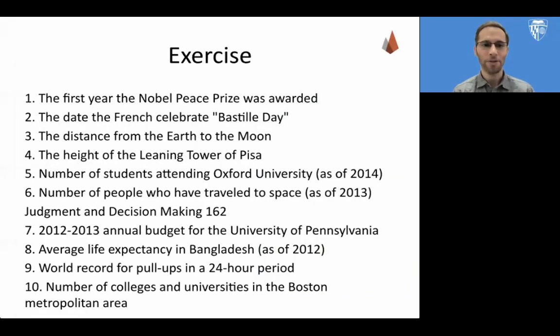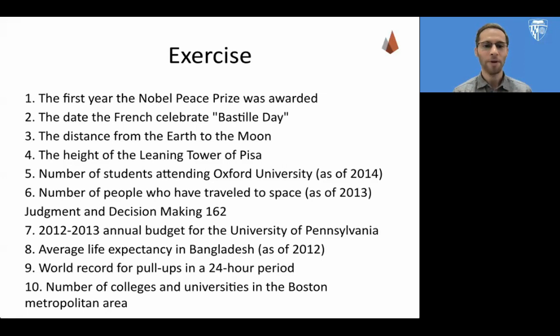Now we're going to do an exercise to illustrate some of the biases that we have. And I'm going to ask you to pause the video as soon as I give you the instructions. Listed on this slide are 10 uncertain quantities. Do not cheat. Don't look up any information based on these items. For each of these, write down your best estimate of the quantity. So, for example, the first one is the first year the Nobel Peace Prize was awarded. So you would have to write down a year.